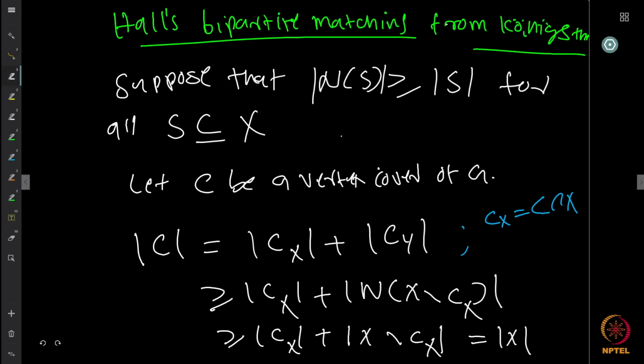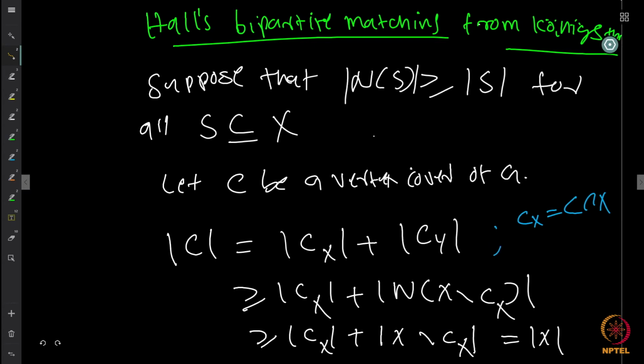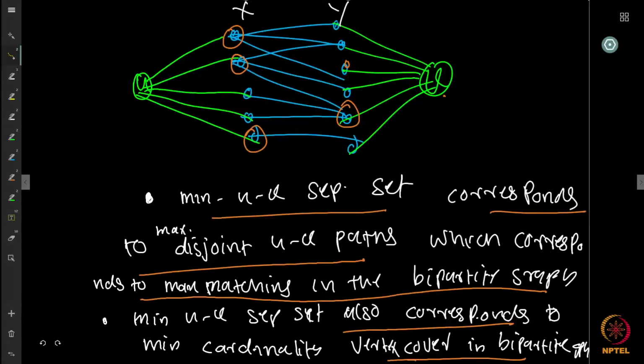Now this is, of course, at least the cardinality of the cover vertices in X plus the cardinality of the neighbors of X minus Cx. Because if you look at X minus Cx, it is a subset of vertices in X. Now the edges, right?